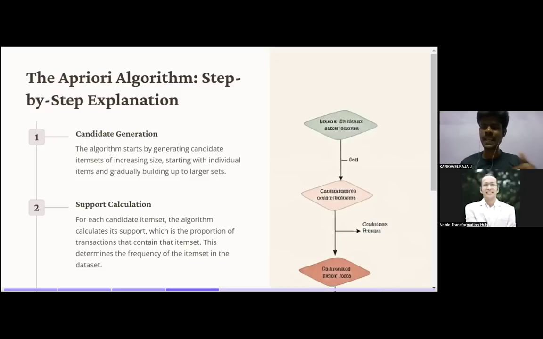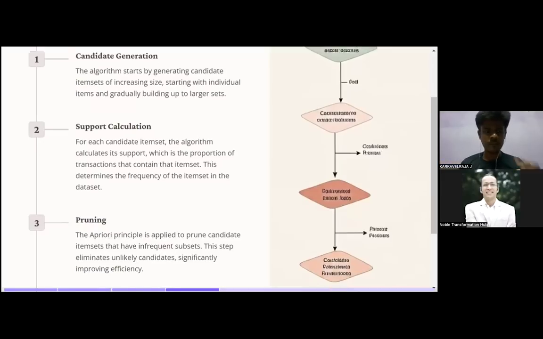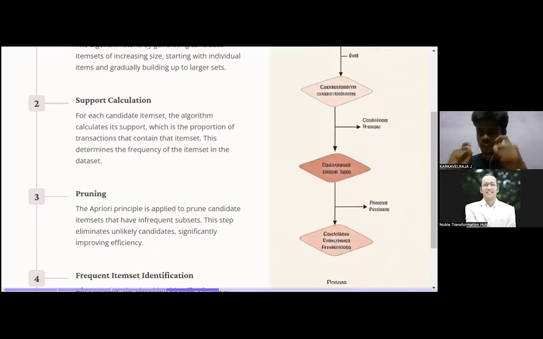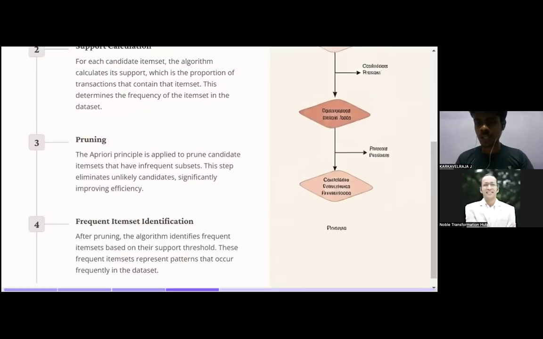First, we need to go for candidate generation. Whenever we have an item set, we need to go for a permutation and combination of each and every item. Then we need to calculate its support, that is, the percentage of how much they are occurring. Then we need to go for pruning, that is deletion. We fix a percentage, and whatever value is less than that, we prune, that is, delete those items. Finally, we end up with the frequent item set, that is, the items that occur more frequently in the data set. These are the steps involved in the Apriori algorithm.